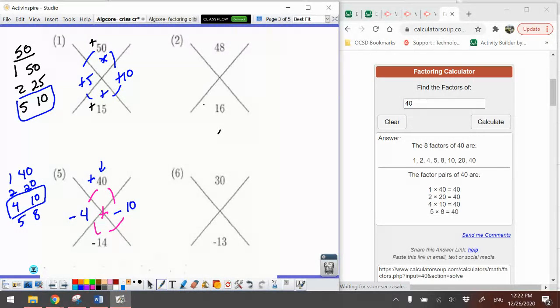And a negative times a negative is a positive. So if the bottom number is negative and the top number is positive, both of those need to be negative. Okay, hit pause. See what you can do with these next two.